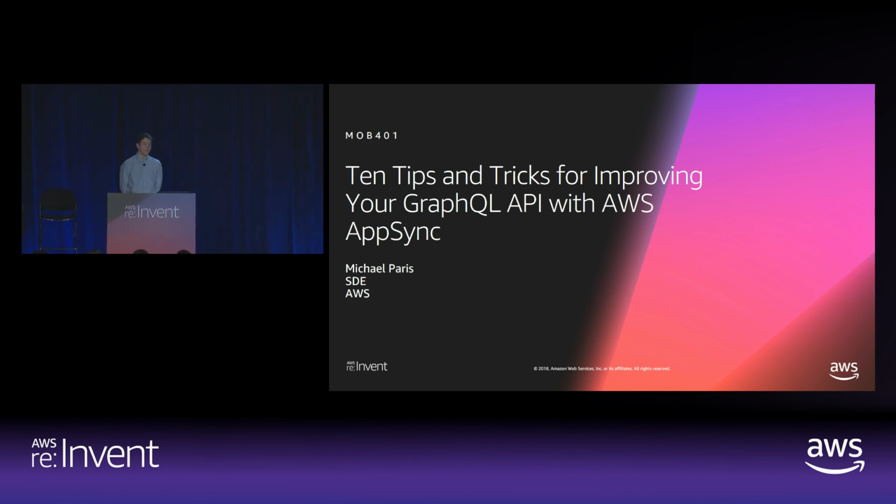You're here at MOB401. This is 10 tips and tricks for improving your GraphQL API with AWS AppSync. My name's Michael Paris. I'm an engineer on the AppSync team, and recently I've been working a lot on a new set of client frameworks and tools called Amplify. We're going to talk about GraphQL. Given that it's a 400 level class, we are going to get a little technical. There's going to be some code on the screen. Hope you enjoy that. We have a lot to cover, so I'm just going to dive right in.